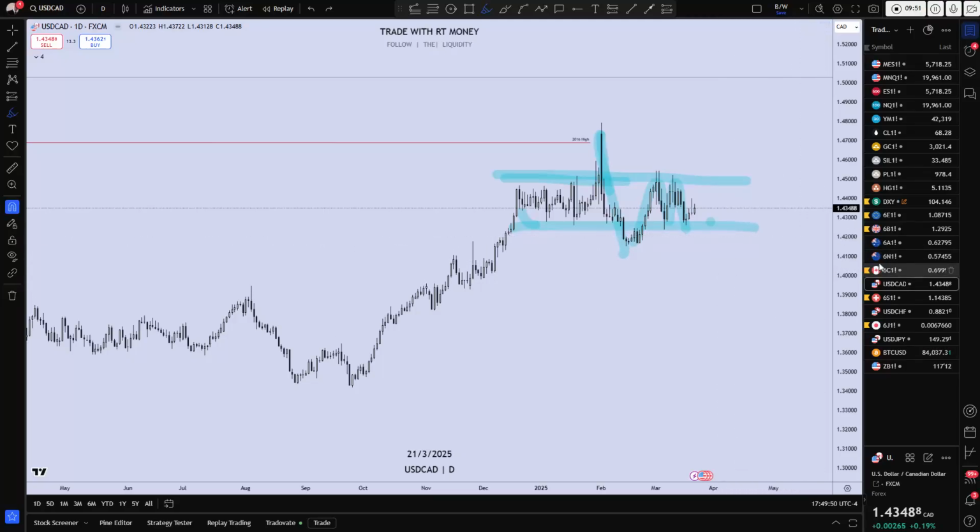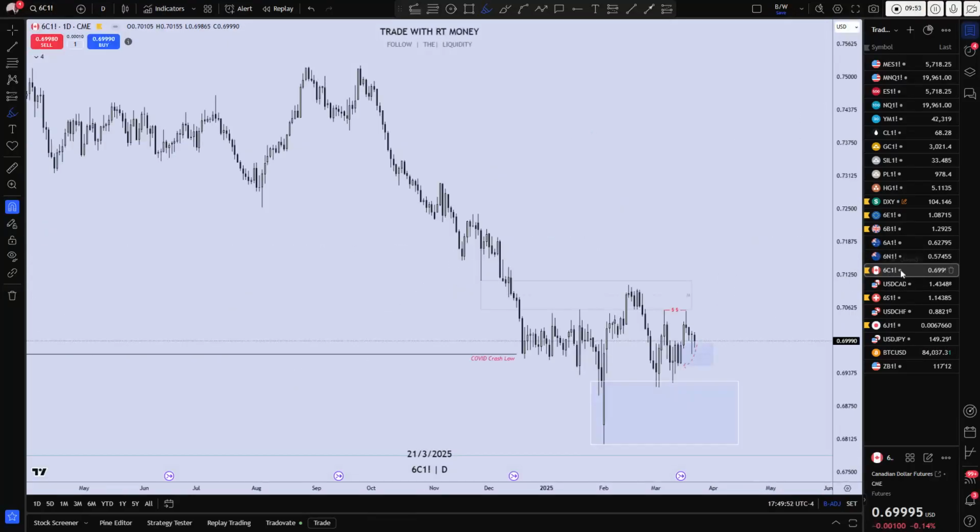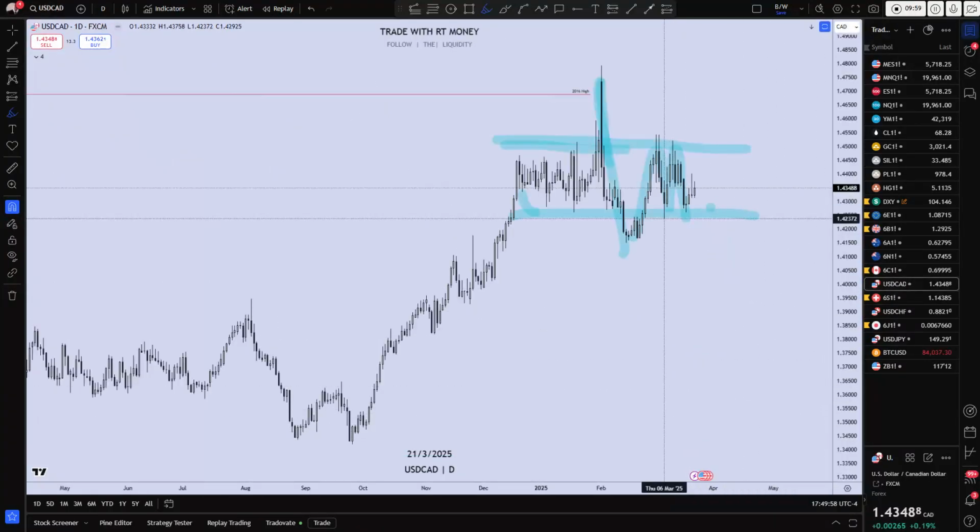I said that because I just came from the CAD, and it's the mirror image. So I'm looking for strength in the CAD to push up. I'm looking for price to move down here. I'm looking for price to pursue these lows. I'm sorry if I confused you.